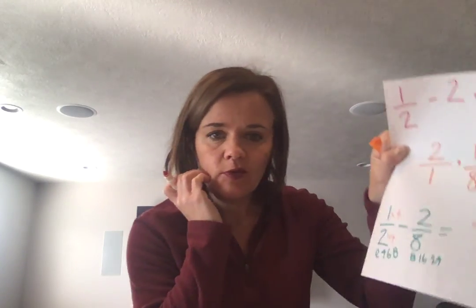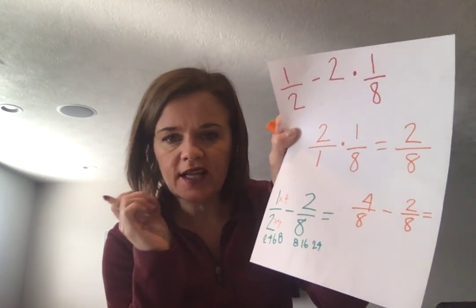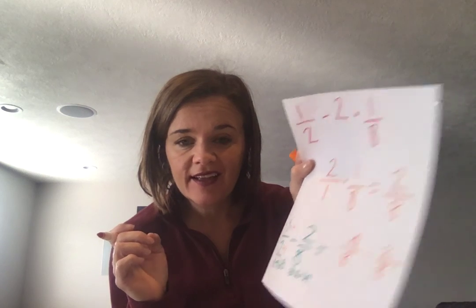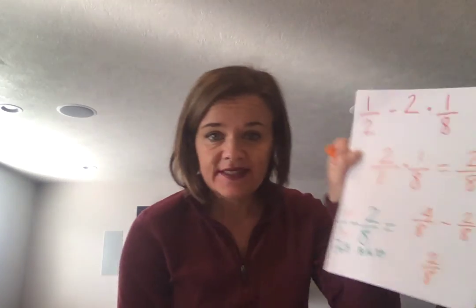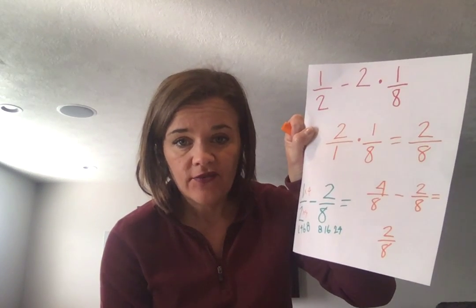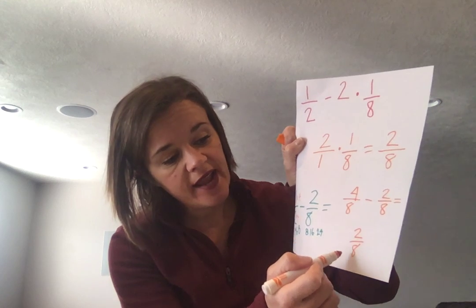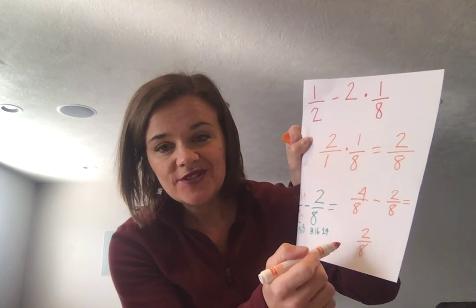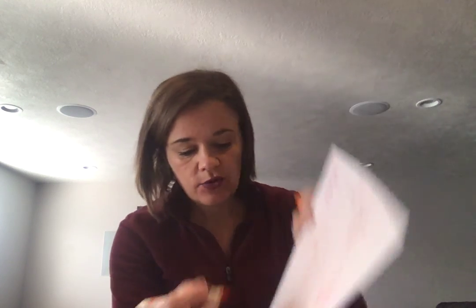And my answer will be 4 eighths subtract 2 eighths, and that's going to give me 2 eighths. Okay, so you can simplify that even more, right? Because I can divide both 2 and 8 by 2, right? So it would be 1/4. So if you put 2 eighths or if you put 1/4 as your answer, you're correct. All right, guys, best of luck.